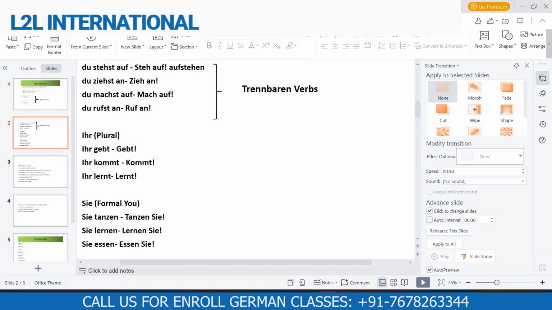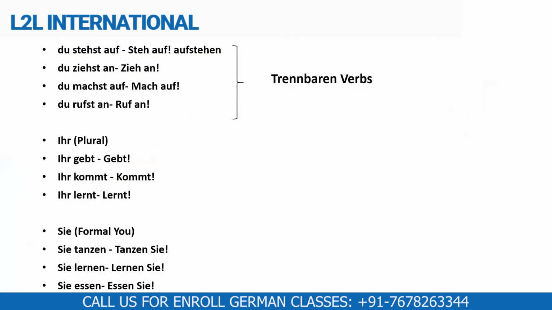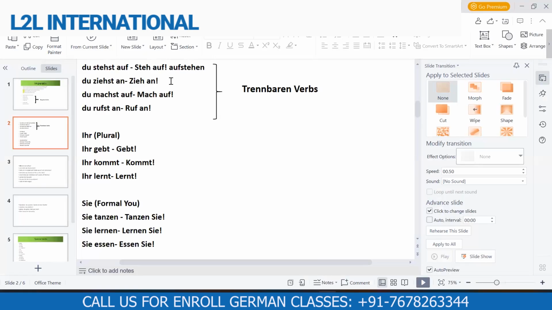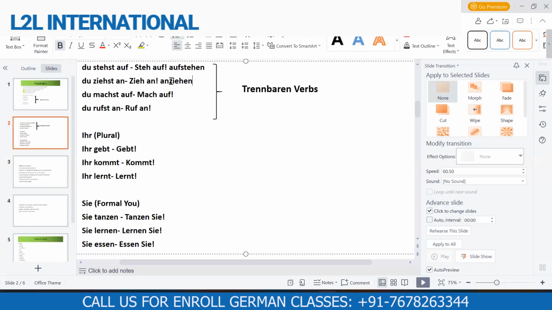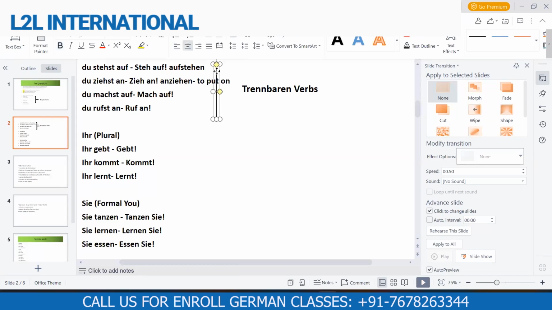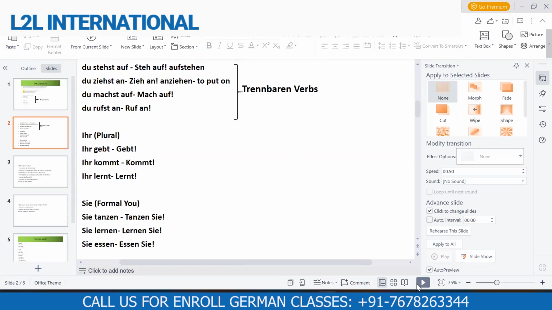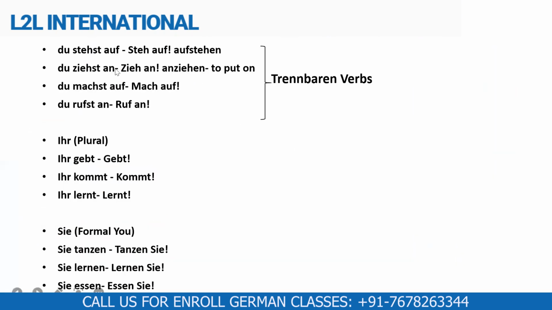Then we have another verb, which is anziehen. Anziehen means to wear. Remember, it's a new verb. Anziehen means to put on clothes. So we'll do the conjugation with du: du ziehst an, and then we remove the st part. It will remain zieh an.